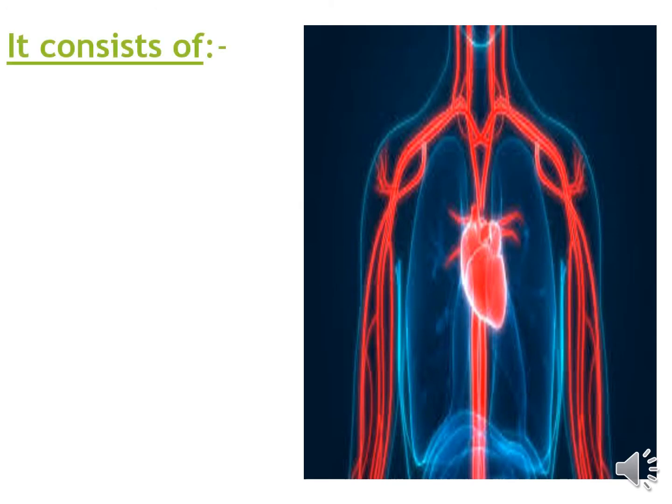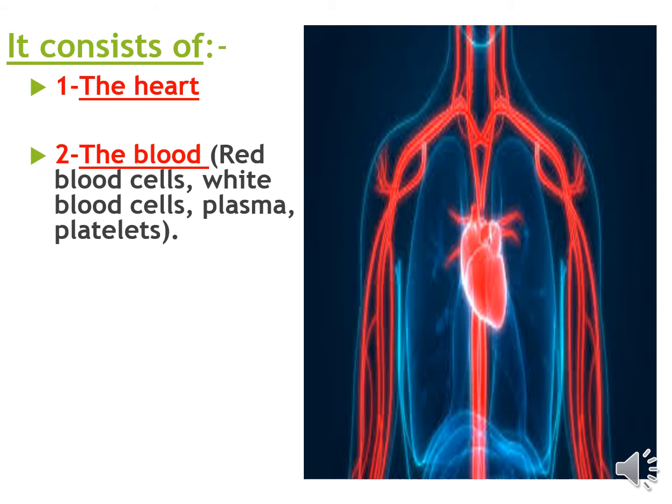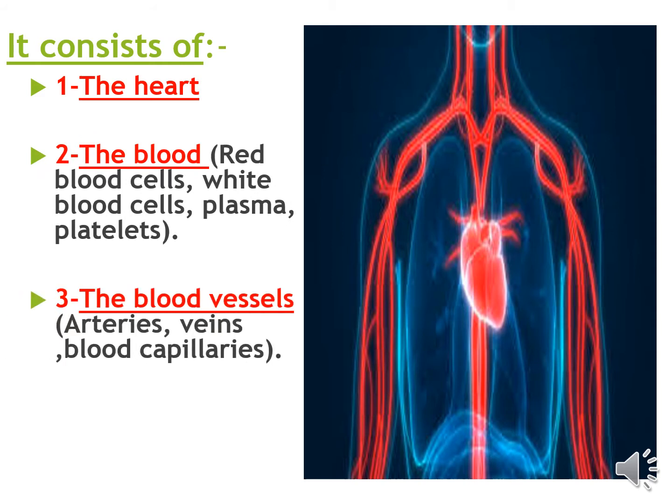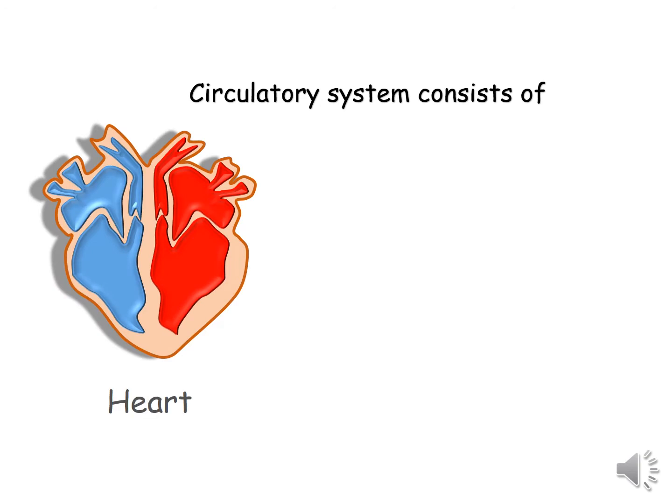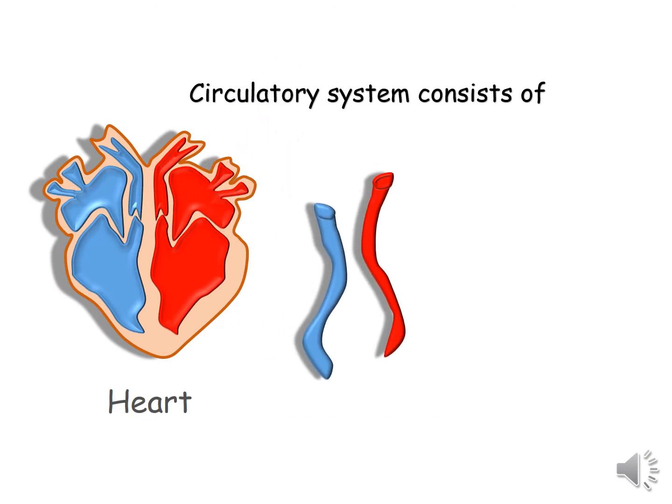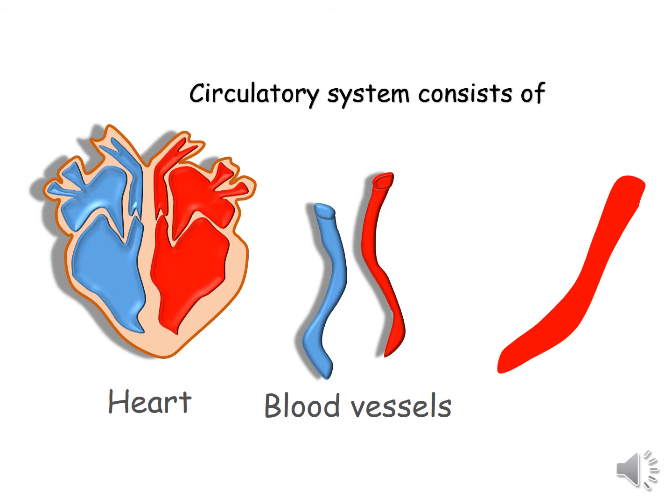The circulatory system consists of three parts: the heart, the blood vessels, and the blood.